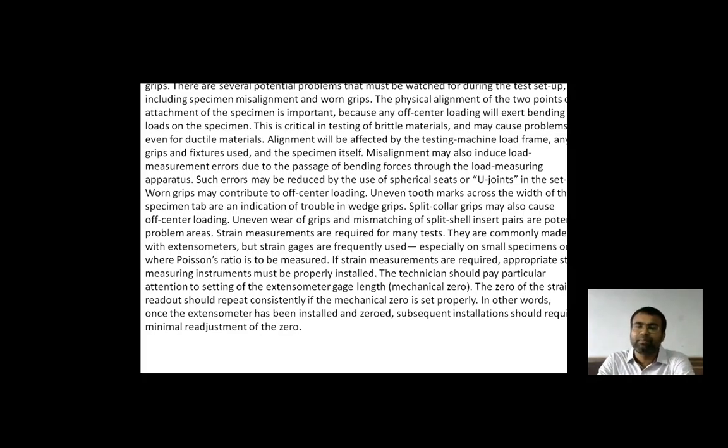Misalignment may also include load measurement errors due to the passage of the bending forces through the load measuring apparatus. So that misalignment is to be measured by these particular things and needs to be taken care of. Such error may be reduced by the use of a spherical seat or U-joint in the setup. Worn grips may contribute to off-center loading. Uneven tooth marks across the width of the specimen tab are an indication of trouble with the wedge grip.